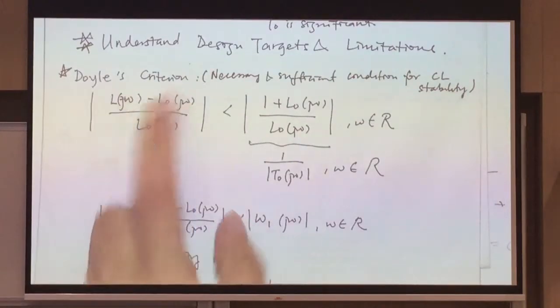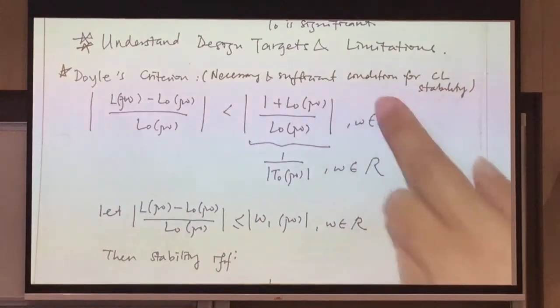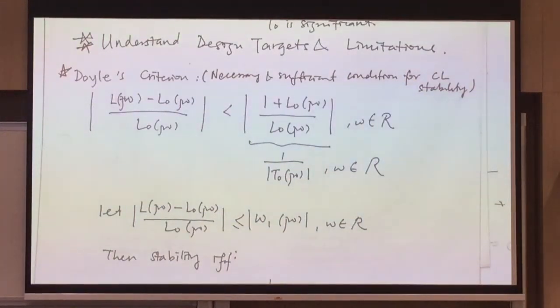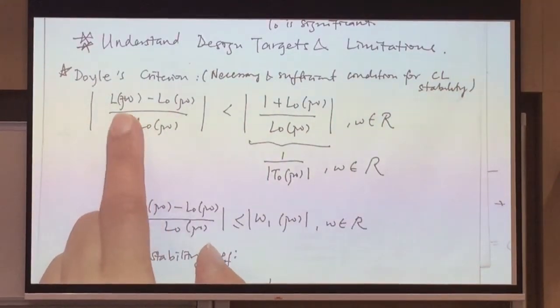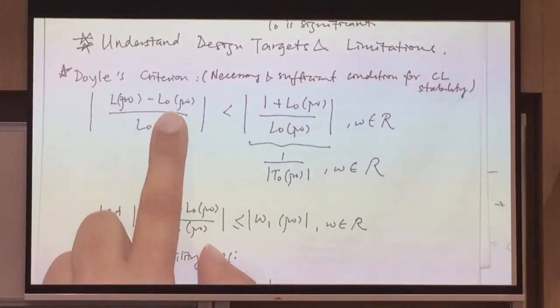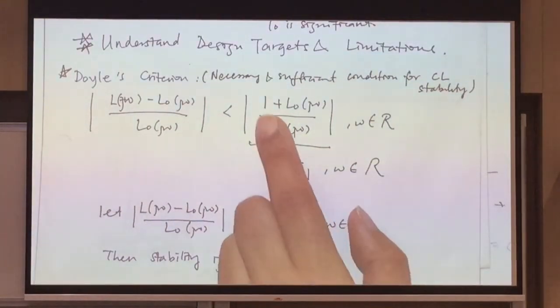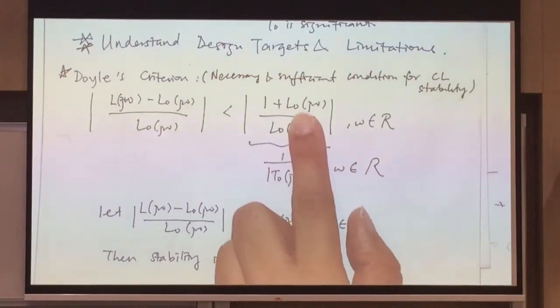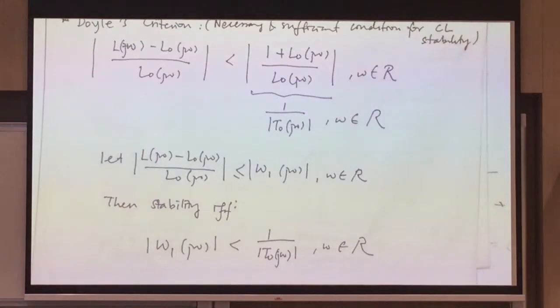But Boyd's criterion, the criterion that we have repeated over and over again, is a necessary and sufficient criterion for closed-loop stability. What does it mean? It tells you that the distance of the new loop transfer function away from the original one has to be less than the vector margin Sm. And the vector margin Sm is the distance from minus 1 to L. From there you can conclude the result. I'm not going to repeat it again because we've covered it so many times.